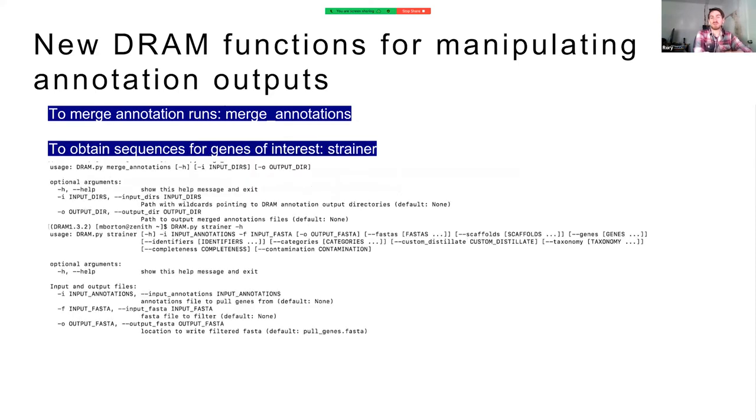Another thing that's going to be of interest to a lot of people is strainer. So once you have your annotations, you're going to probably want to explore a bit more based on some key features. So for whatever feature that you might want to narrow in on in the annotations, with strainer, you can extract the actual genes that contributed to that factor in the annotations in order to drill into that really closely.